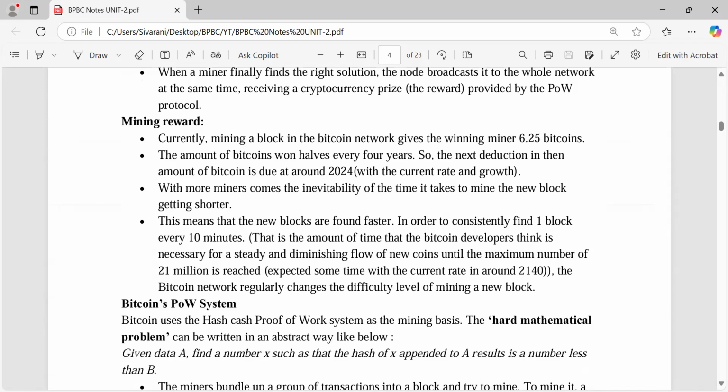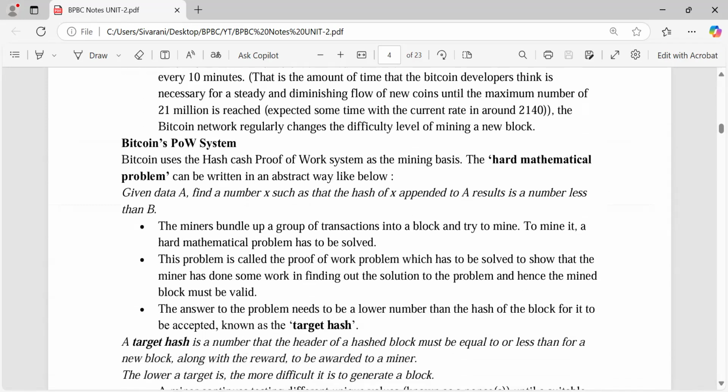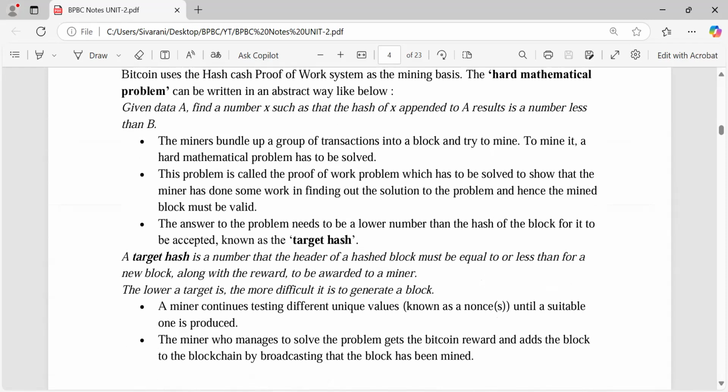The Bitcoin network regularly changes the difficulty level of mining a new block. Next, Bitcoin's POW system. It is a hash-based proof of work system as the mining basis, and the hard mathematical problem can be written in an abstract way. The target hash is a number, and the hash of the block header must be equal to or less than the target to earn a new block along with the reward for the miner. So the lower the target, the more difficult it is to generate a block.